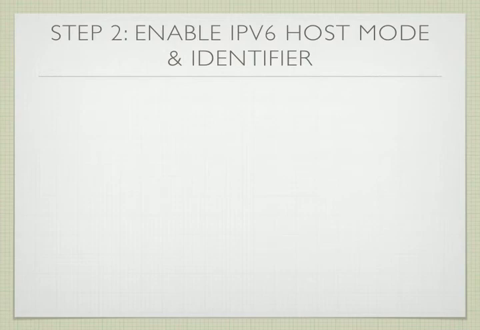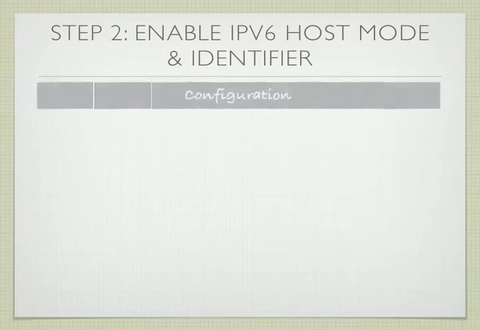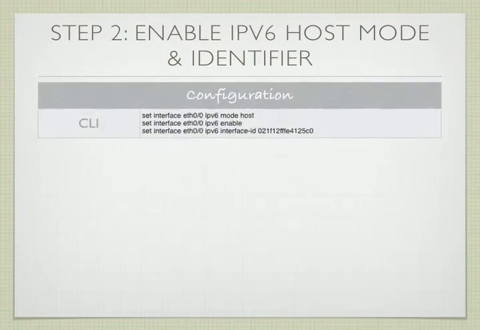Step 2, we're going to enable IPv6 host mode and identifier. In the configuration command line, these are all interface parameters. So set interface Ethernet 00 IPv6 mode host, enable IPv6, and then set our identifying address for the interface.